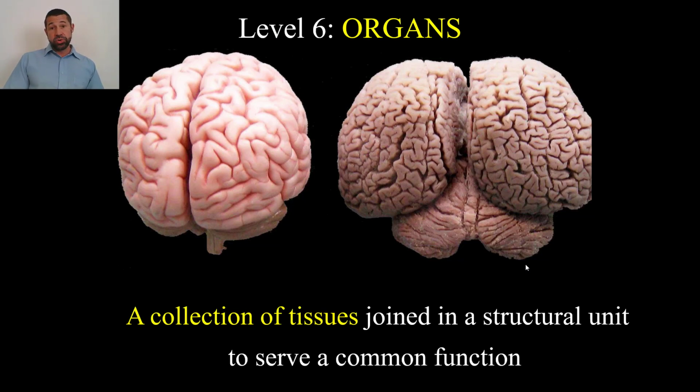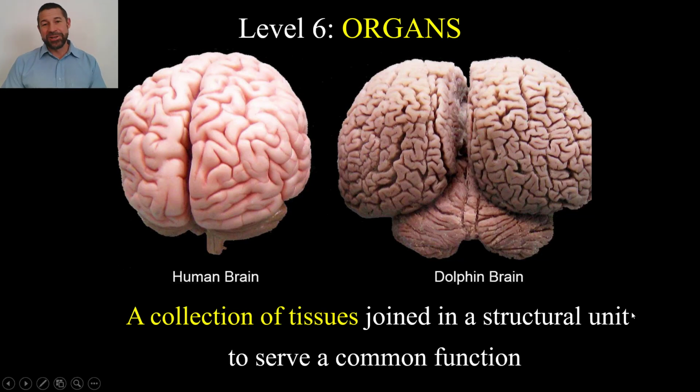A collection of tissues joined together in a structural unit, working together to serve a common function, is an organ, like these collections of nervous tissues known as brains. Question: which one is the human brain? It's got to be the larger one on the right, right? So fast. That's actually a dolphin brain.